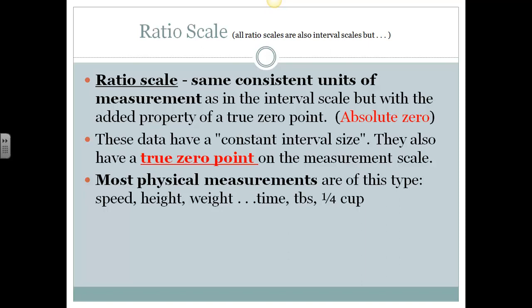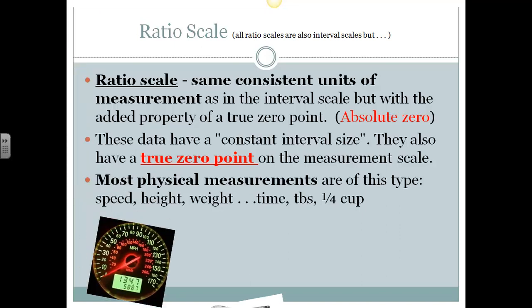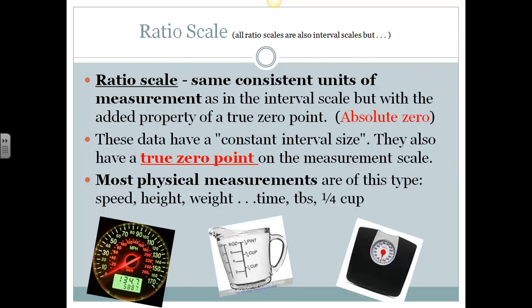You can have 0 height, so somebody who's 7 feet tall is twice as tall as somebody who's 3.5 feet tall, or somebody who weighs 100 pounds is twice as much as somebody who weighs 50 pounds. And even in measurements like tablespoons and teaspoons and cups, a quarter cup is half as much as a half cup. So we might look at a scale and say somebody weighing 150 pounds weighs twice as much as somebody weighing 75 pounds. So it is an interval scale, but it is also a ratio scale because it has a true 0 point.